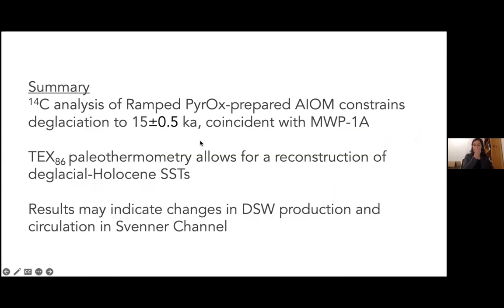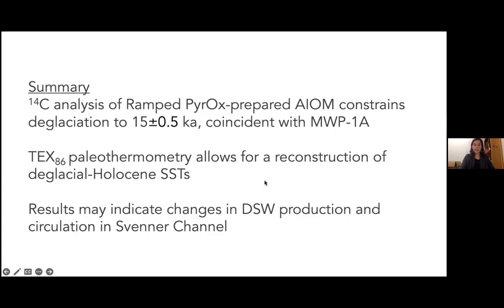The biggest take-home message from this chapter is that we see this step back at 15. It's roughly coincident with Meltwater Pulse A. I think that's very compelling, and I think it deserves future research.